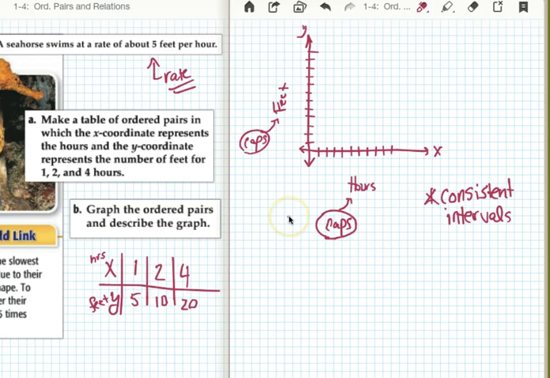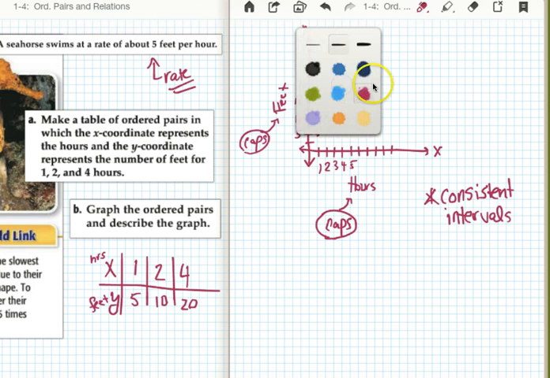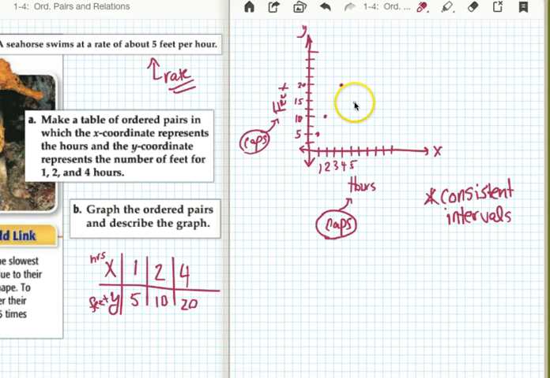You can also count by different intervals on your different axes. So maybe for hours, I want to count by ones. But maybe for my y-axis, if I look at my numbers, I have 5, 10, and 20. I want to count by fives. And maybe I'll do every other dash. 5, 10, 15, 20. Okay, so it's okay to count by different intervals on your axes, just as long as they are consistent. Here I'm counting by ones, here I'm counting by fives. Now let's go ahead and plot the points. I have 1, 5, 2, 10, 4, 20. Okay, whoops. And there are my points.